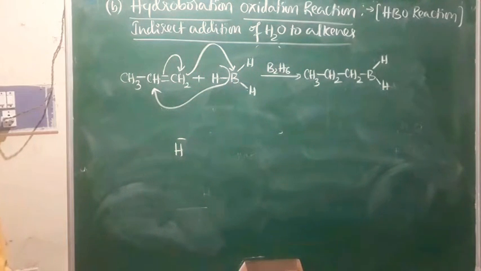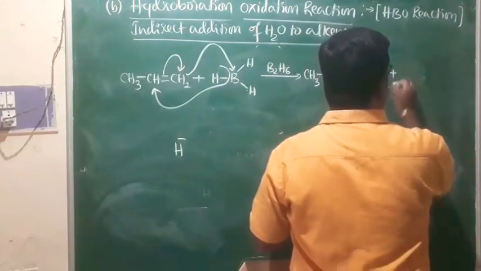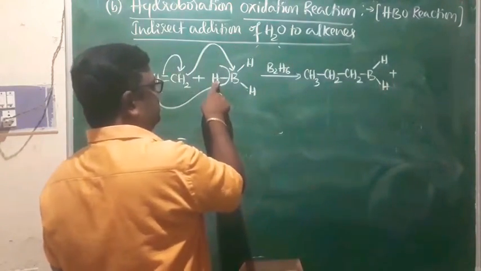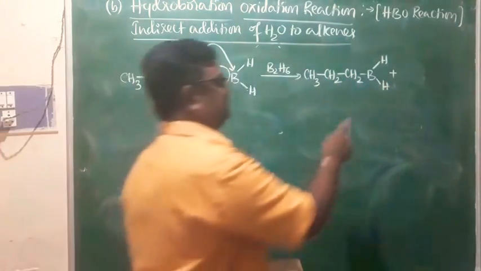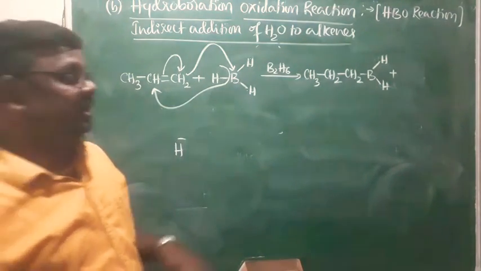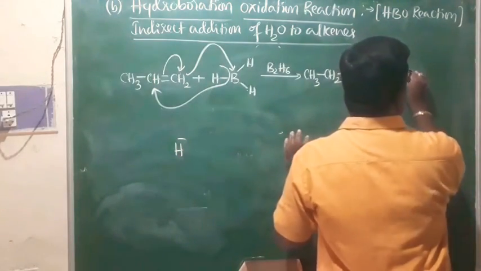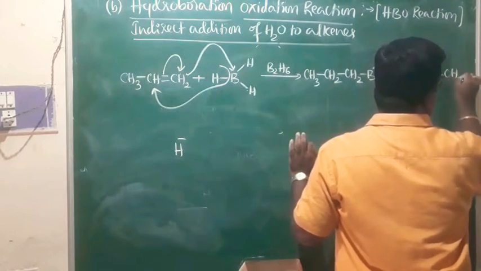Propyl borane. Now it further reacts. One hydrogen is replaced by CH3, CH2, CH2. We still have 2 more hydrogen atoms. They can also be replaced, in the form of H minus, right? Now see, CH3, CH double bond CH2. This is one more propene.